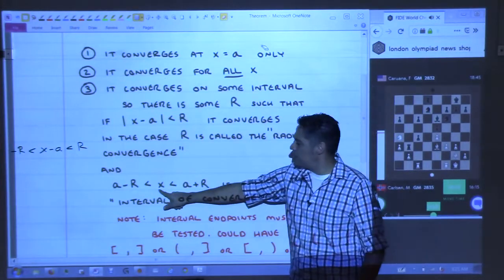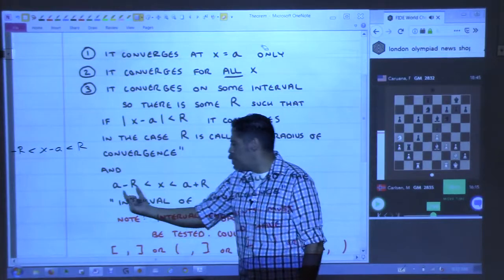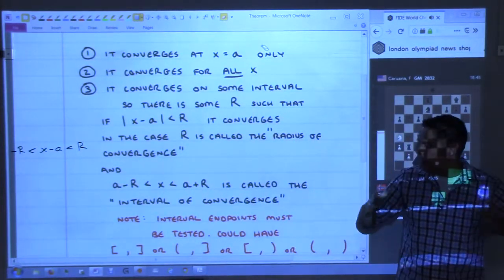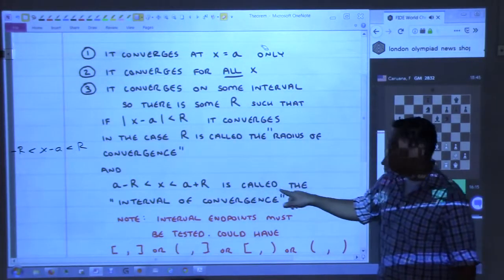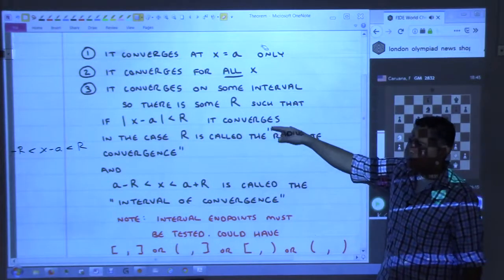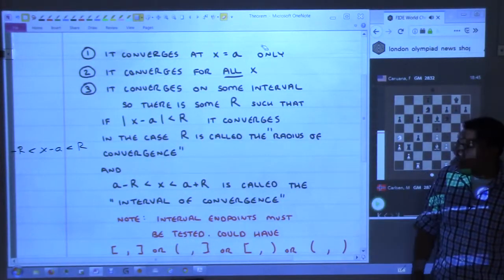Okay, so x is bounded between, these are just numbers. So this is some number and some number. So x is between two numbers. This right here is called the interval of convergence. So we have two new ideas here: the idea of the radius of convergence and the idea of the interval of convergence.